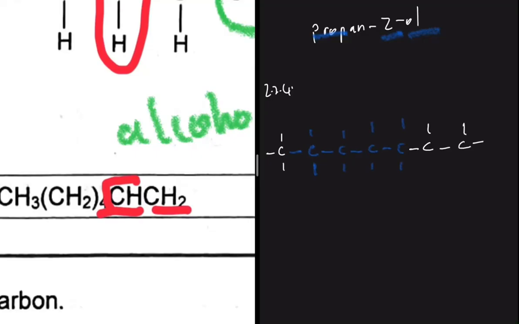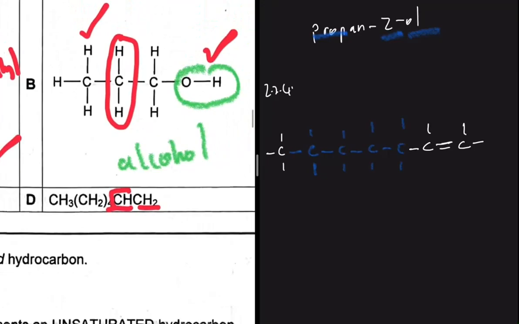You can see here that there's a bond missing. So what are we going to do? We're going to put a double bond here. So that is the structure of that compound.